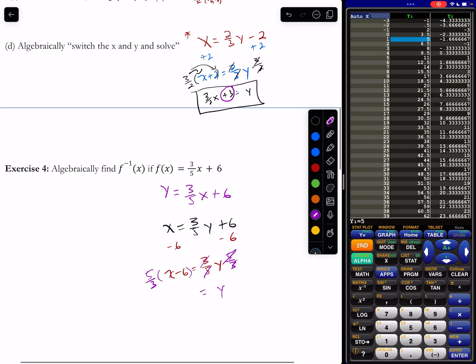And when I multiply in here, I'm just going to distribute, and I'm going to get 5/3 x. And when we simplify here, we would get 5/3 times 6 is minus 10. So you can say f inverse of x is 5/3 x minus 10. And you can see that both of these functions are now inverses of each other.